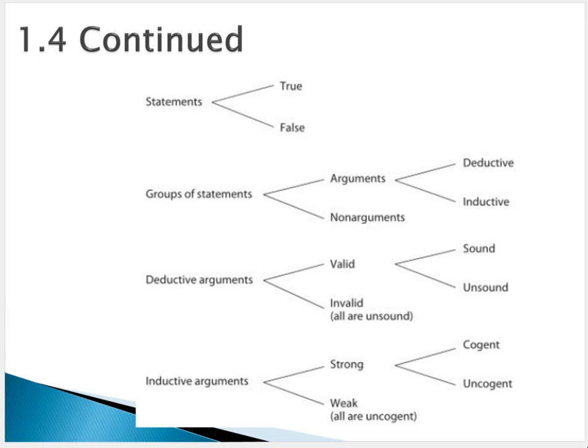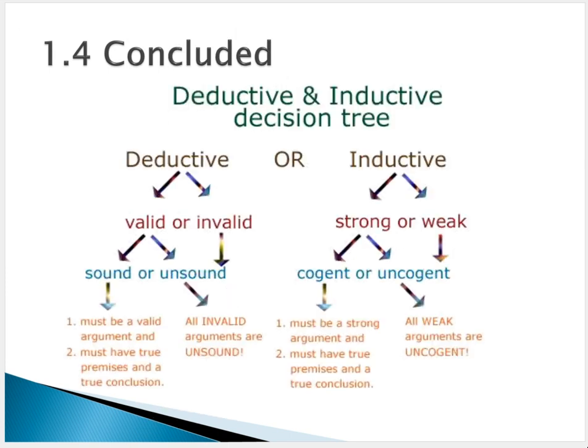I found another one online, which is pretty much the same information, just presented differently. I thought this one was pretty good as well: a little inductive or deductive decision tree. So if you find any of these to be helpful, please feel free to make some notes, whatever works for you.